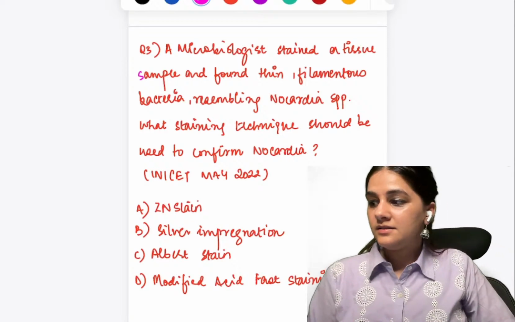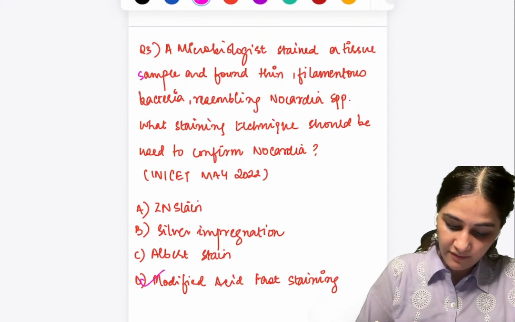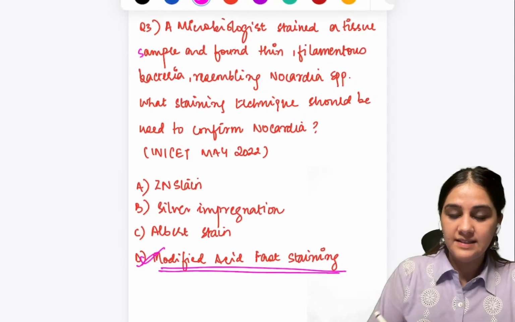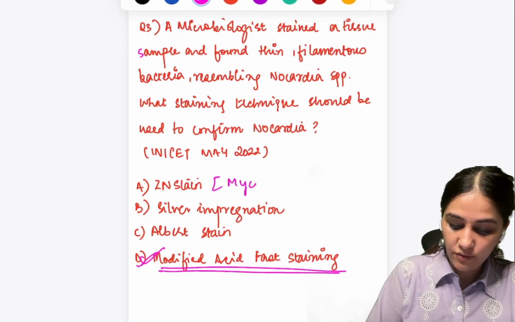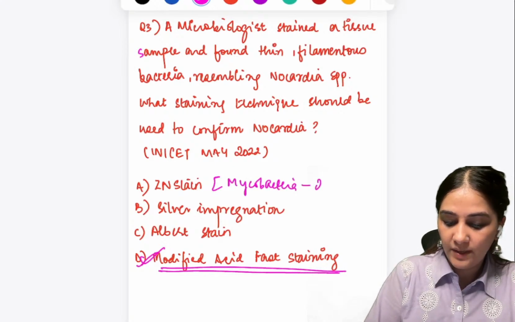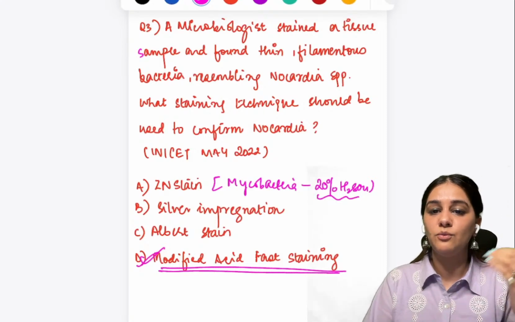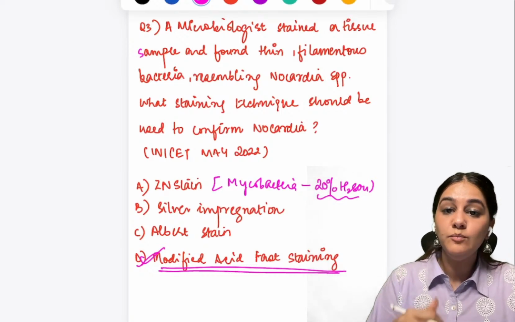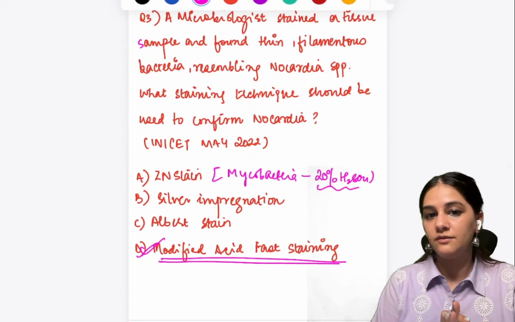So what is the answer going to be here? The answer here is going to be D, which is your modified acid fast staining. Why? Because your ZN stain, the Ziehl-Neelsen staining, is particularly meant for your mycobacteria, which uses 20% H2SO4. Anything that is modified beyond this, if we are making the H2SO4 1% or 2% or 0.5%, we call it a modified. It was supposed to be 20 because it was first invented for mycobacteria.